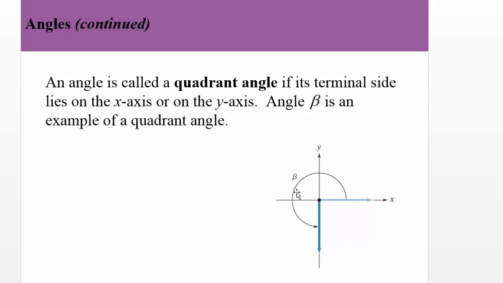All right, now an angle is called a quadrant angle if its terminal side lies on the x or the y axis. So in this illustration, angle beta is an example of a quadrant angle here. And we're going to learn that each quadrant here, like if the angle was here, it would be 90 degrees. This would be quadrant 1, quadrant 2, 3, and 4. So when that terminal side lies on the x or y axis, these are going to be some very important angles as we progress.